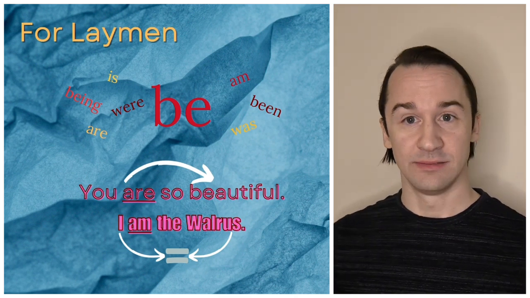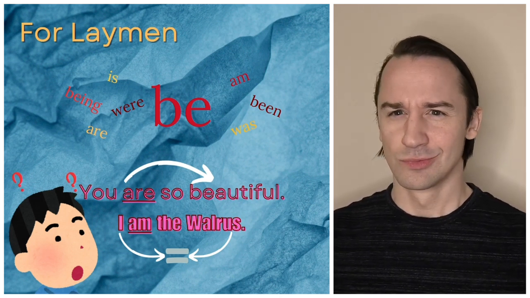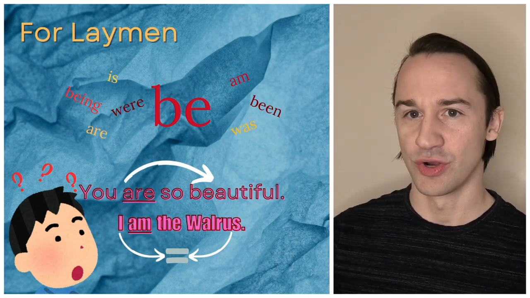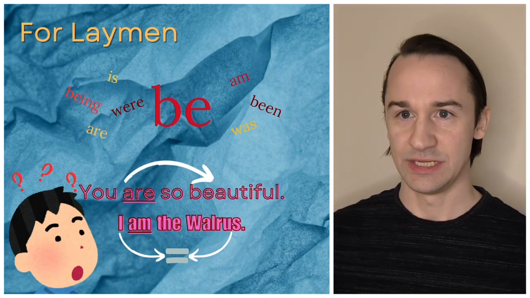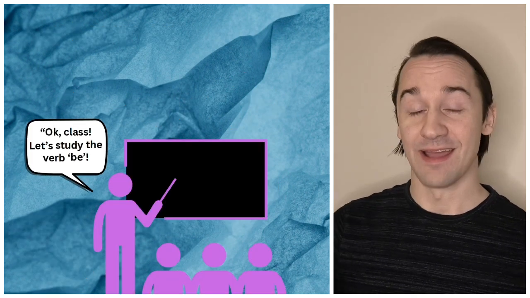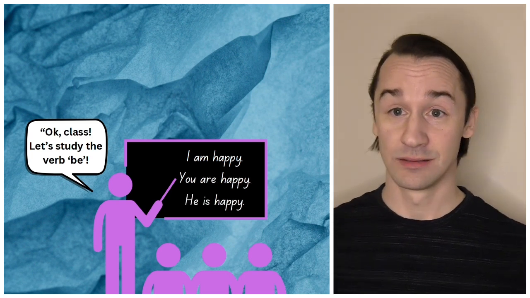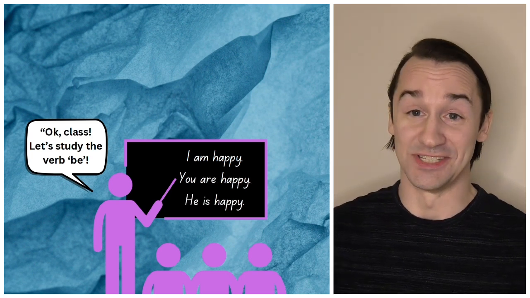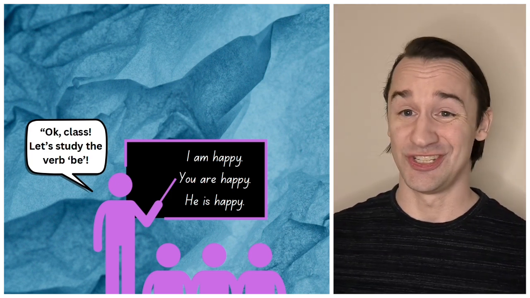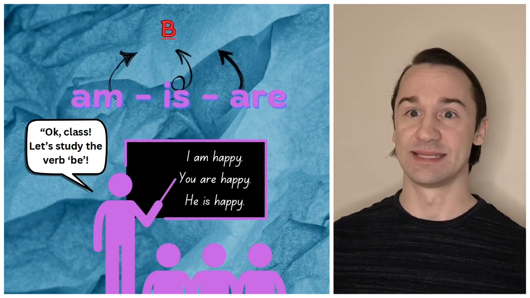But from the outside, for non-English speakers, there's a big problem here. Where is be? These sentences don't have the word be. It usually goes like this. Hello class, let's study the verb to be. I am happy. You are happy. He is happy. And all of these funny looks that I'm getting, I just have to ignore. Sometimes I can translate it, but it's usually easier to just explain am, is, and are, and then come back later to reveal be as the mother of the words.